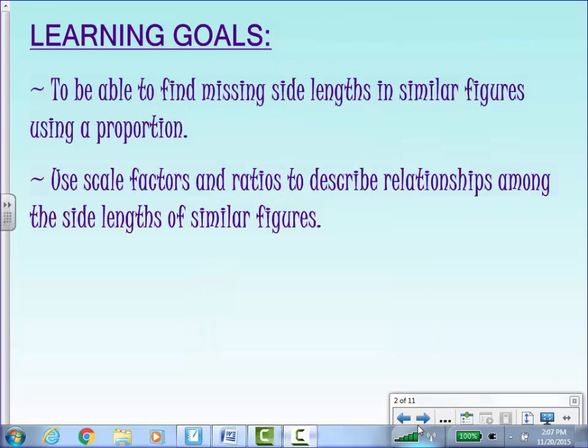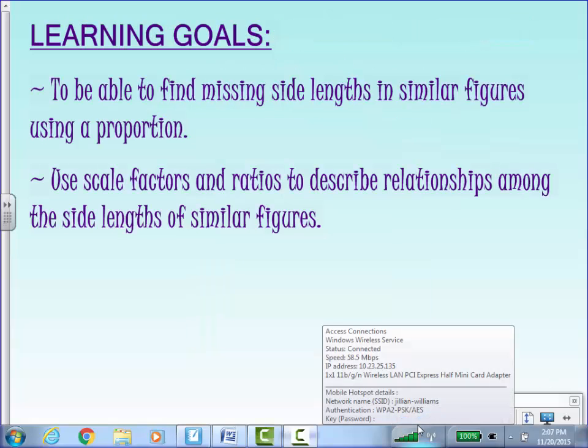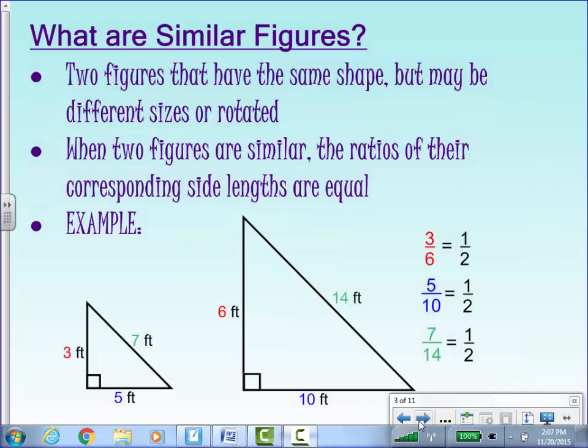By the end of this lesson, you should be able to find missing side lengths in similar figures using a proportion, and use scale factors and ratios to describe relationships among the side lengths of similar figures. So what are similar figures? They are two figures that have the same shape, but maybe different sizes or are rotated.